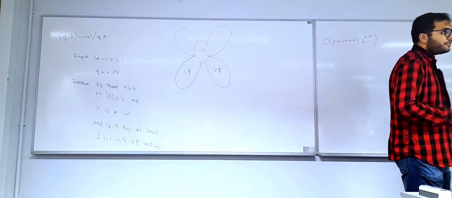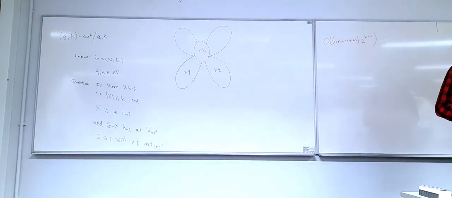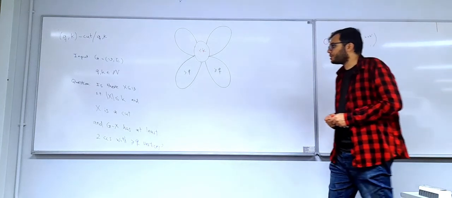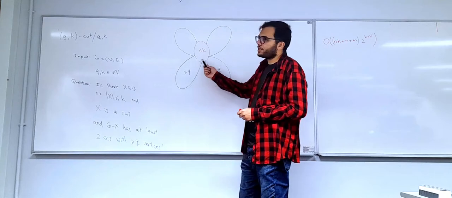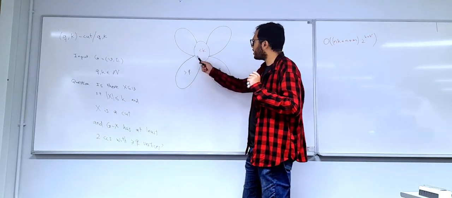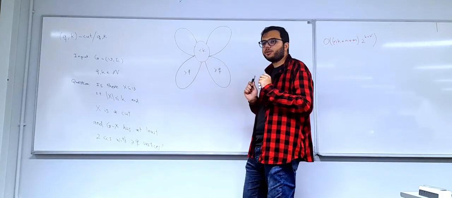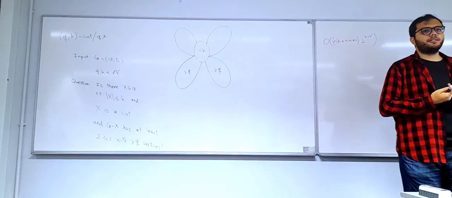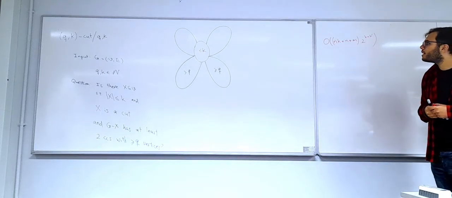And just like the previous case, it's actually trivial to find an XP algorithm. You can just try any subset of vertices of size at most k, remove them, count the size of all the remaining connected components, and see if you have two connected components, each with at least q vertices.